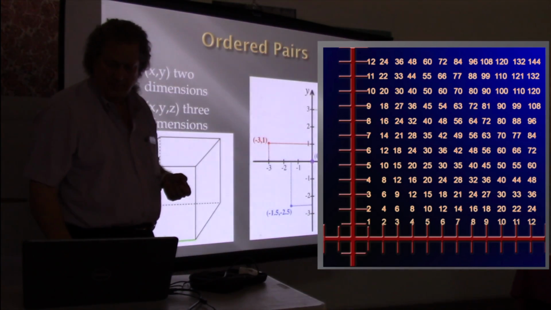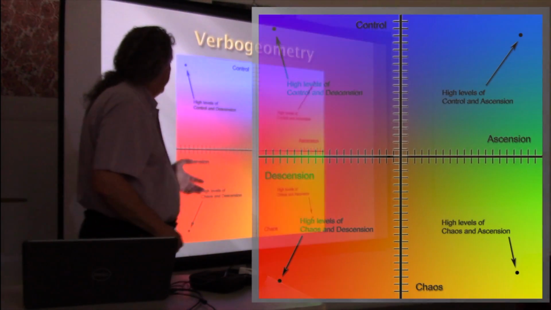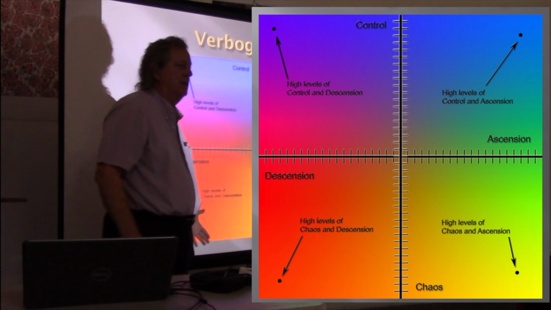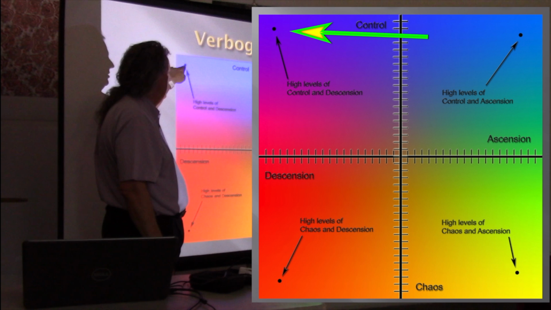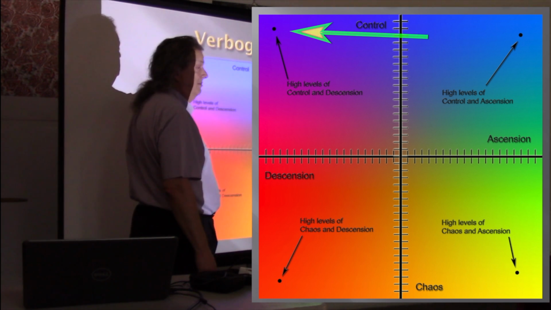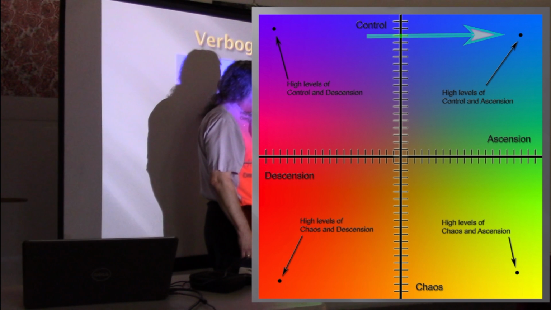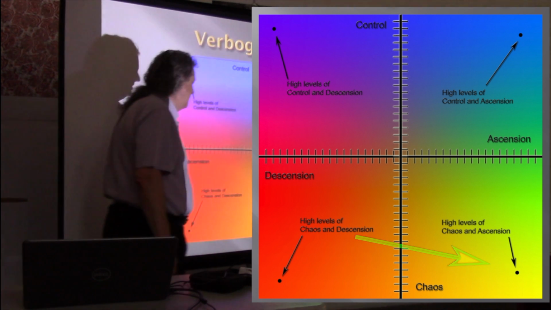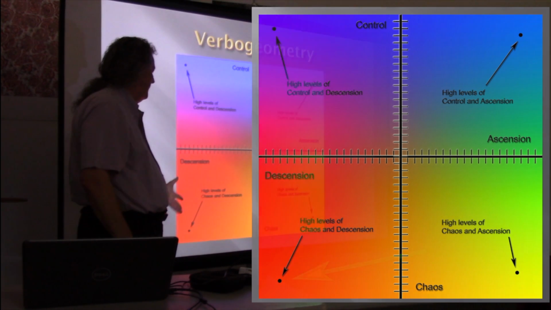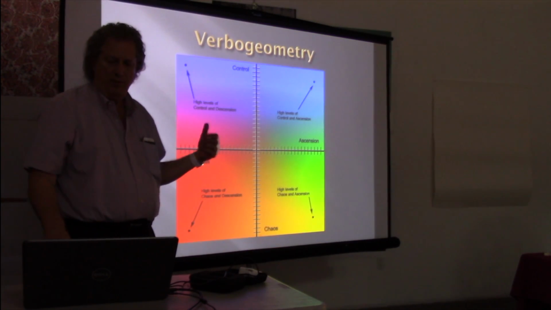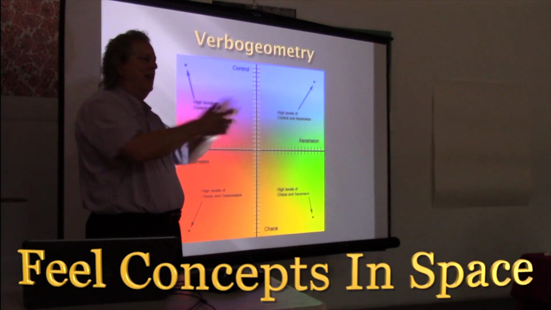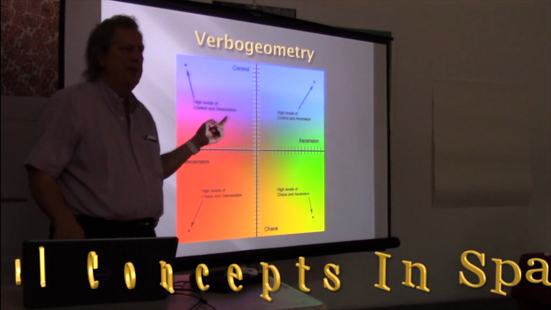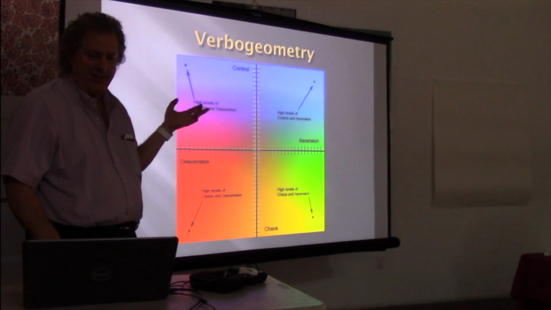So here I've taken the 2-dimensional axes that we looked at a while ago. So here we have high levels of control and descension, high levels of control and ascension, high levels of chaos and ascension, high levels of chaos and descension. I'm just trying to drive home the point that you can feel concepts in space along gradients of axes in different dimensions. This is really what I'm trying to drive home.